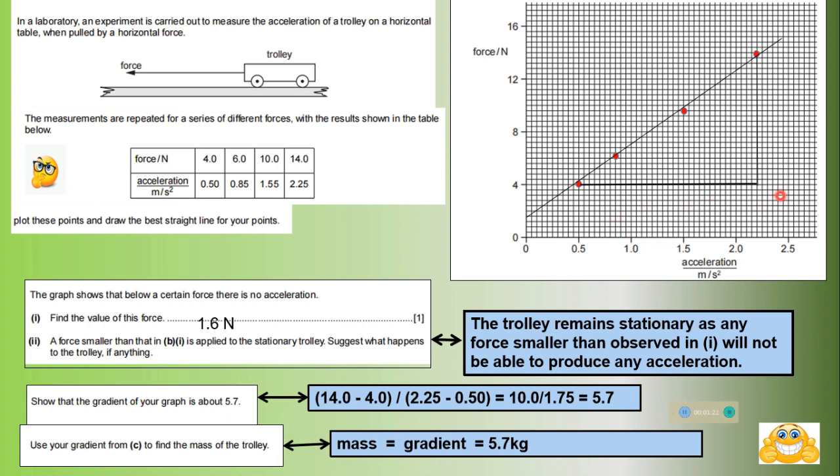On the x-axis it is 2.25 and here it is 0.5. So change of coordinate on the y-axis over change of coordinate on the x-axis is the gradient, which is 5.7 in this case. Use your gradient from this section to find the mass of the trolley. Here force is plotted on the y-axis and acceleration on the x-axis, and the gradient of the force-acceleration graph gives the mass. So mass is here 5.7 kilograms.